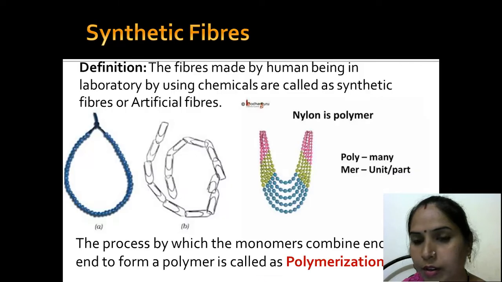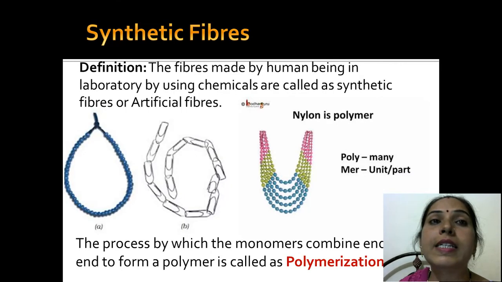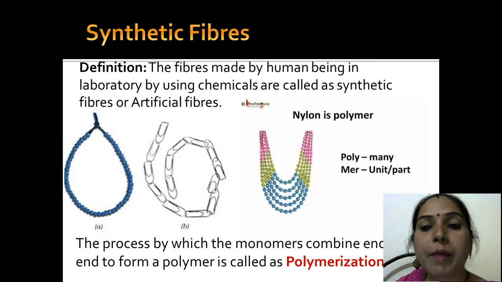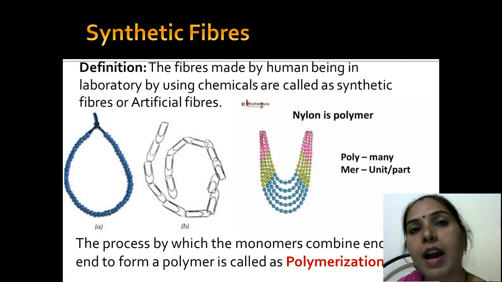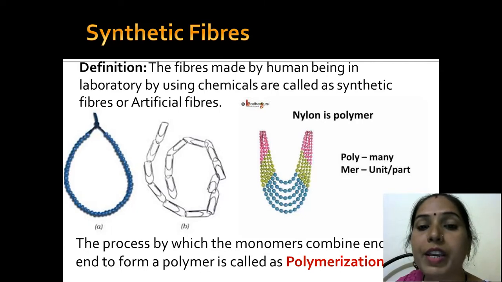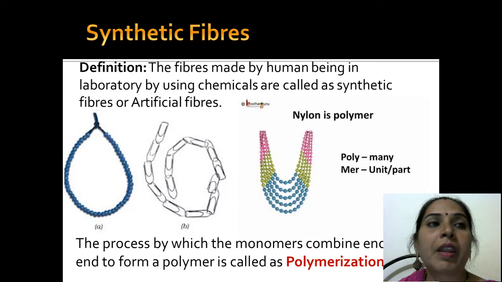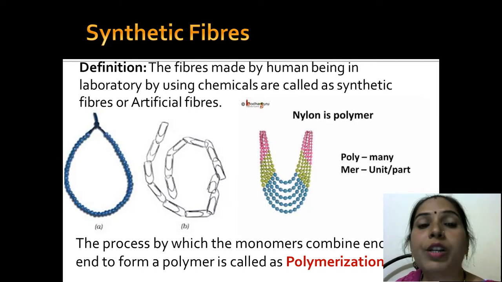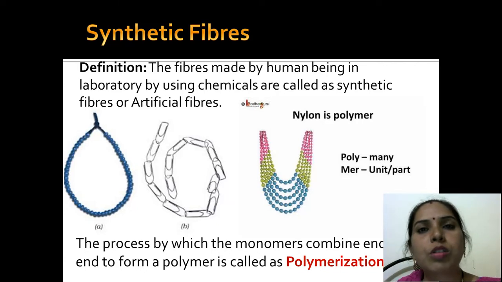Now let's see what synthetic fibers are and their types. Synthetic fibers are the fibers made by human beings in a laboratory by using chemicals. We can also say artificial fibers. They are also known as man-made fibers, which means they do not occur naturally, we have to create them. Those are known as synthetic fibers.